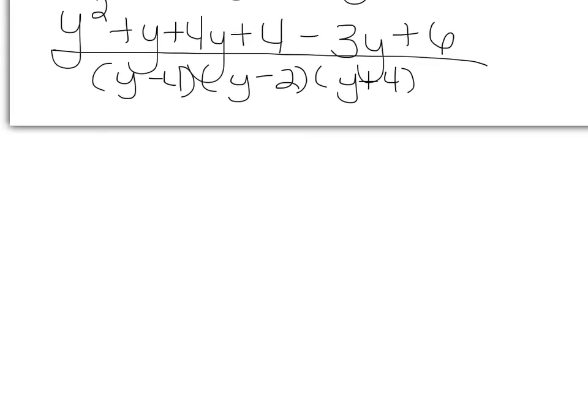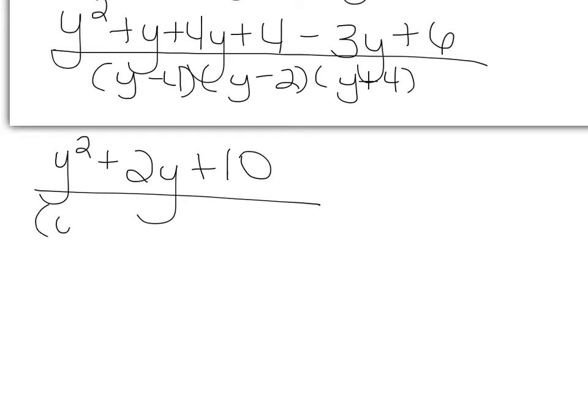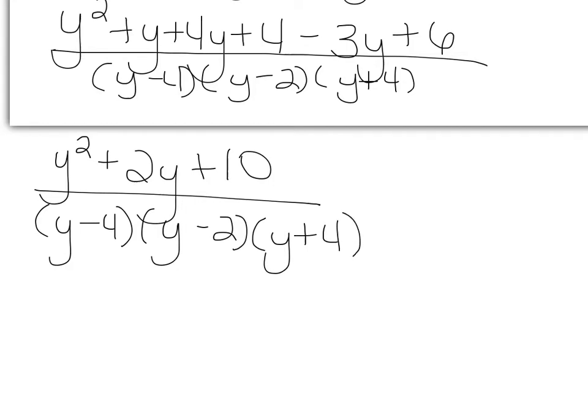Now I'm going to just go ahead and clean it up. I only have one y squared, so I can start with that. I've got y plus 4y minus 3y. So y plus 4y is 5y, minus 3y is 2y. So I'm going to say plus 2y. And then my only constants are 4 plus 6, which is 10. Okay, and this is all over y minus 4 times y minus 2 times y plus 4.